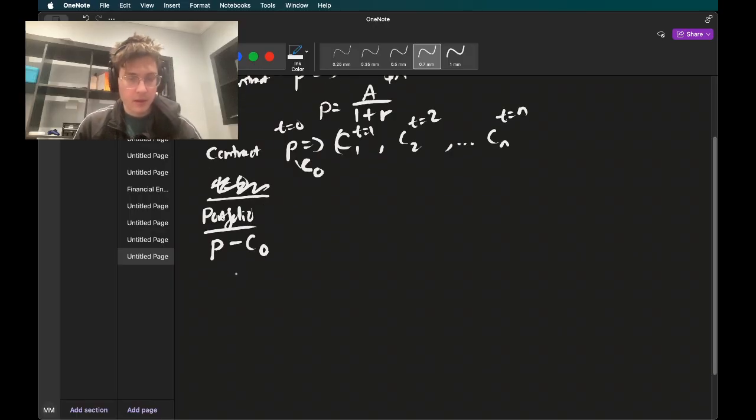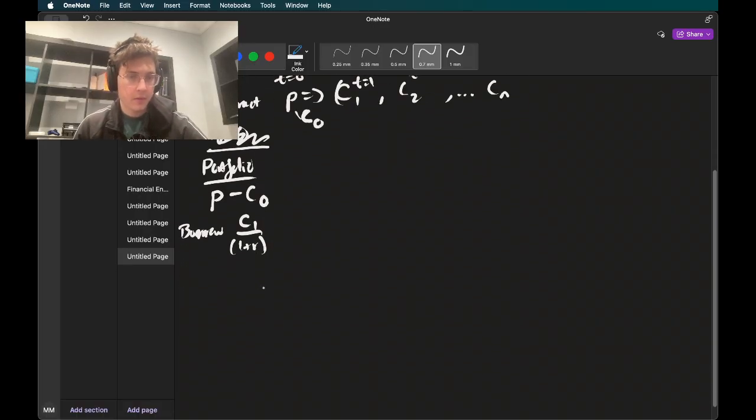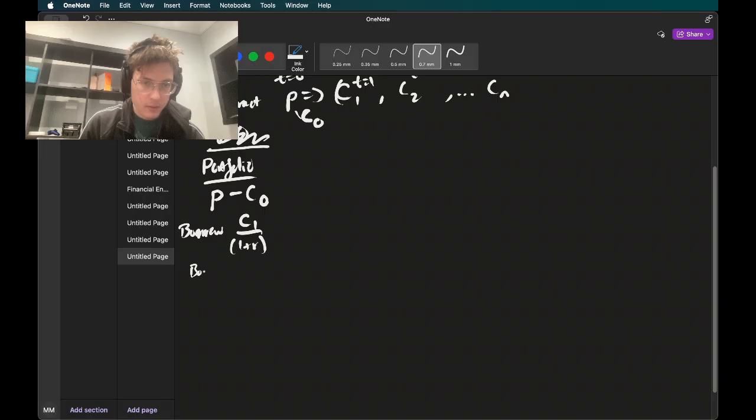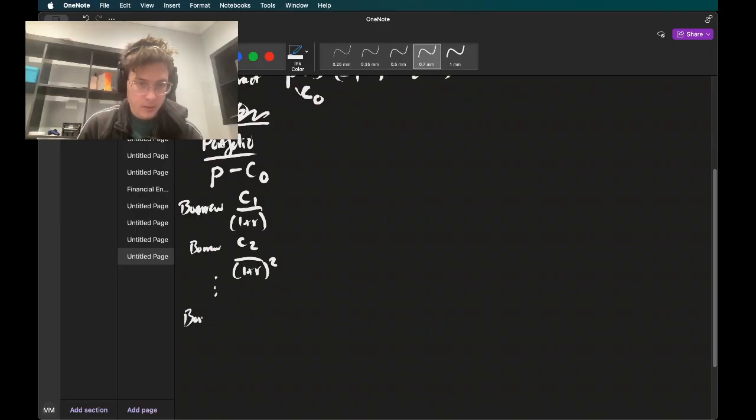And then at the same time, we're going to borrow C1 over 1 plus R, where R is the interest rate. Okay, and then we're also going to borrow C2 over 1 plus R squared, and then we're going to keep on borrowing for however many n's there are. So Cn over 1 plus R to the n.